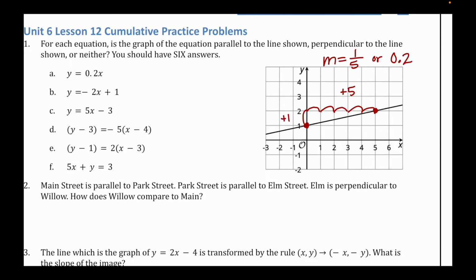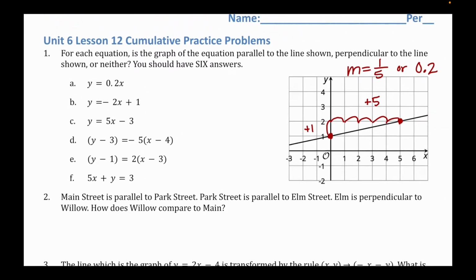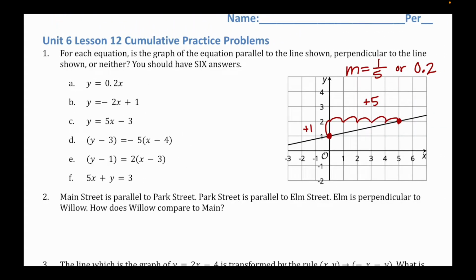Okay, so that means we can start answering these questions. Parallel would mean that the slopes are the same. Perpendicular would mean that the slopes are opposite reciprocals, meaning opposite in both ways. With this fraction, flip the fraction over and change the sign. Or it could just be neither. So let's take a look.